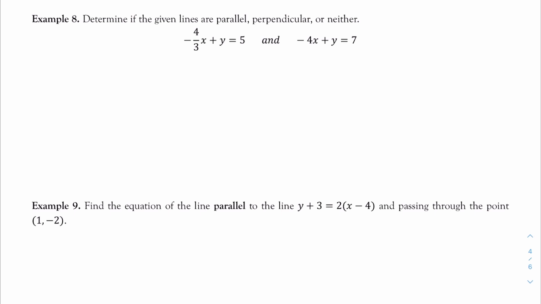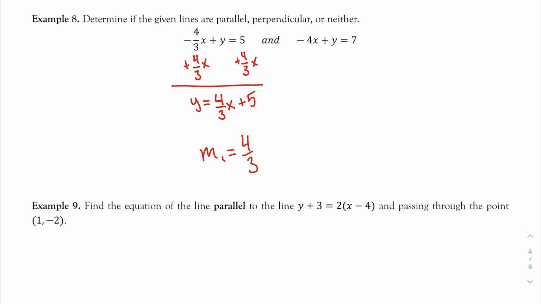Starting with the left one, I can just add 4/3 x to the left and to the right. If I do that, I'm left with y equals 4/3 x plus 5. And conveniently, this is already in slope-intercept form. I have mx plus b. So for this one, I note that my slope, I'm going to call it m1 to say slope of the first line, is 4/3.